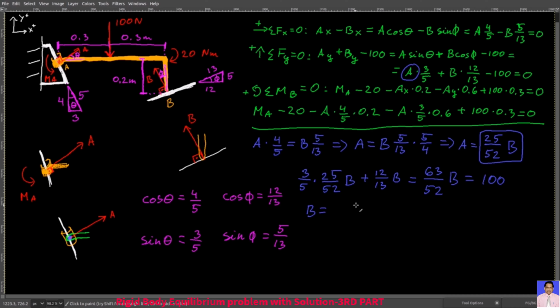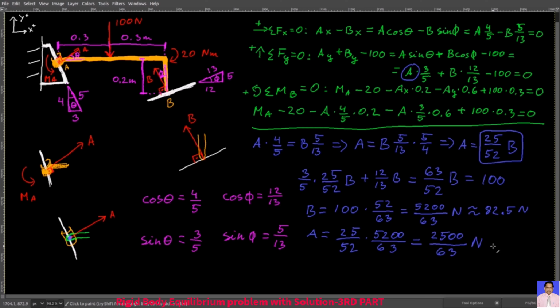So your B equals 100 times 52/63. Then you have 5,200/63 newtons, which is approximately 82.5 newtons. And then right away you can calculate your A. It's 25/52, and then instead of B you have this number, and as a result this is your A, which is approximately 39.7 newtons. And so you have your A force, your B force, and now you have to find your MA.